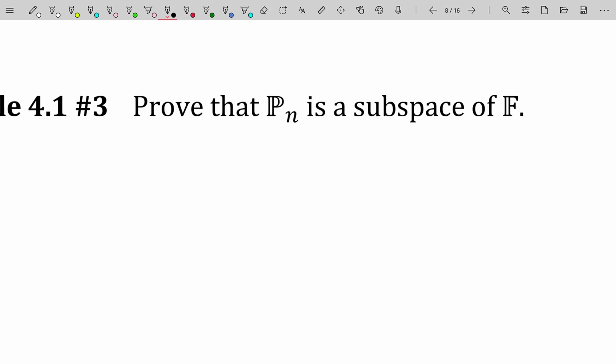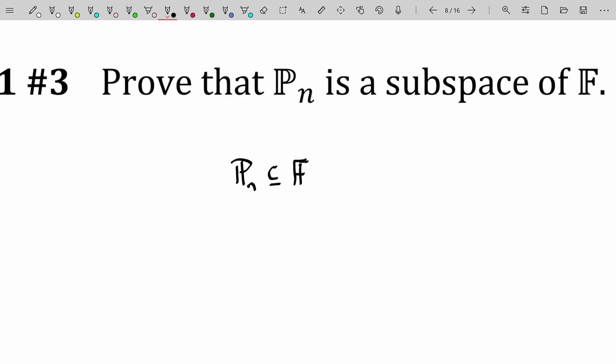And then they say, by the way, I need you to prove that the set of all polynomials of degree at most n is a subspace of that vector space. Well, the first thing you need to note here is that P sub n is definitely a subset of the vector space F. So I'm going to note that this way.